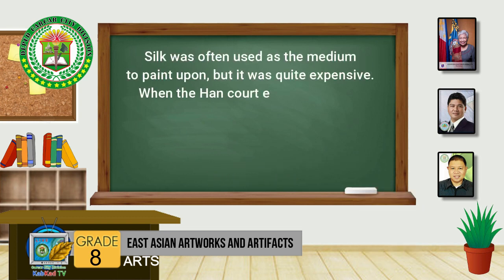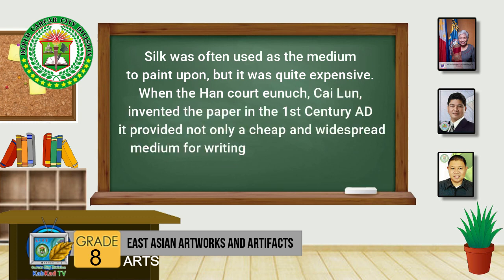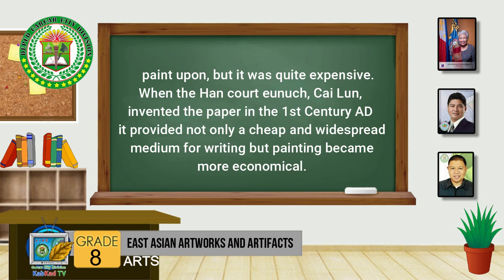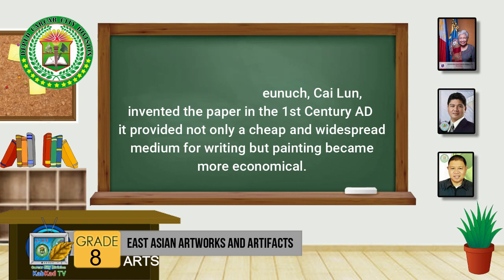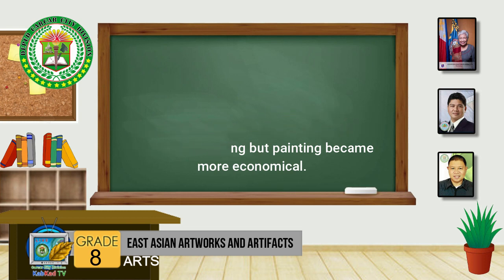Second is silk. It was often used as the medium to paint upon, but it was quite expensive. When the Han court eunuch Cai Lun invented paper in the 1st century AD, it provided not only a cheap and widespread medium for writing, but painting became more economical.